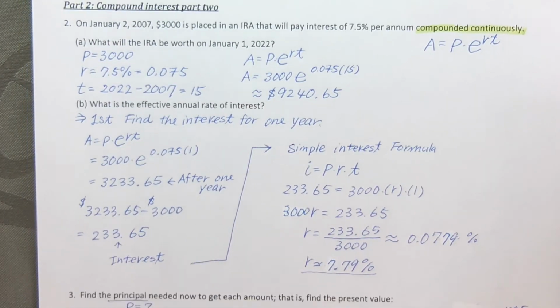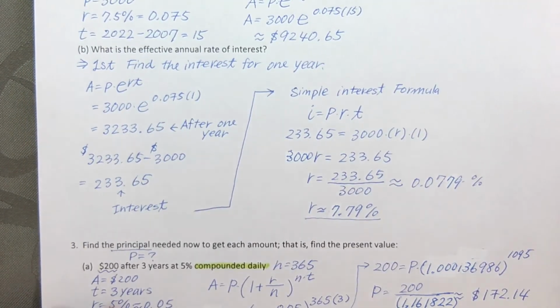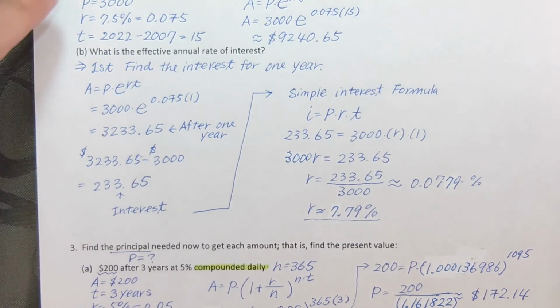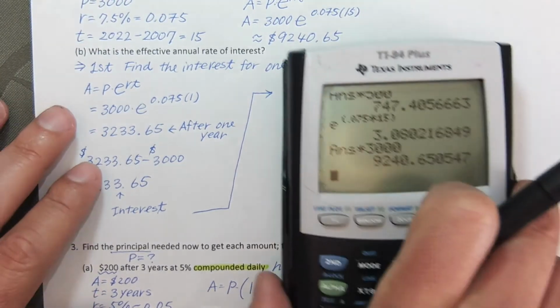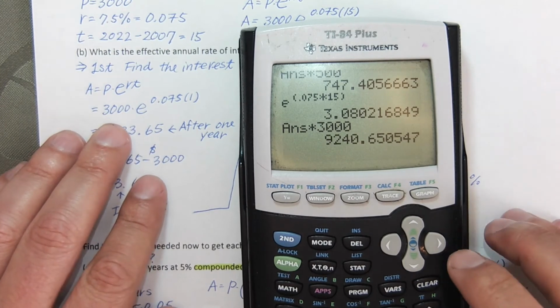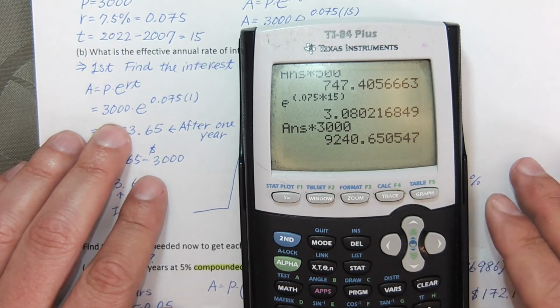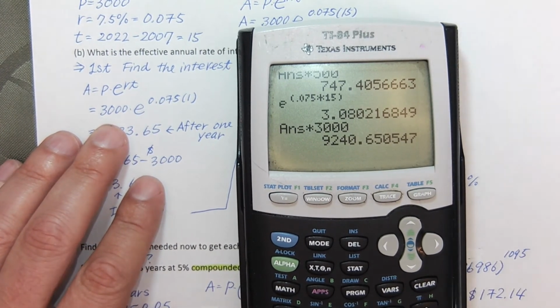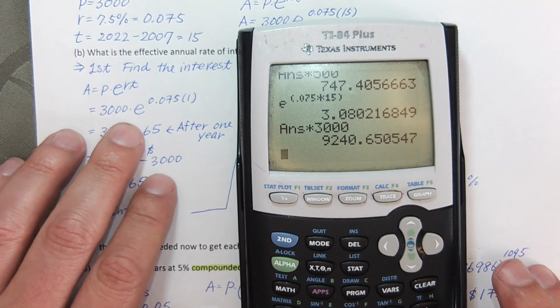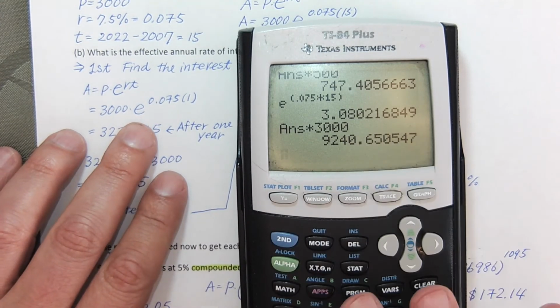Next up, we are going to find the APR, the annual percentage rate, called here the effective annual rate of interest. And what we're going to do first is find out the interest for 1 year. So it's still the same setup. So for 1 year, we're going to find out what that interest is, and then compare it to what if it wasn't continuously compounded, what if it was just simple interest.